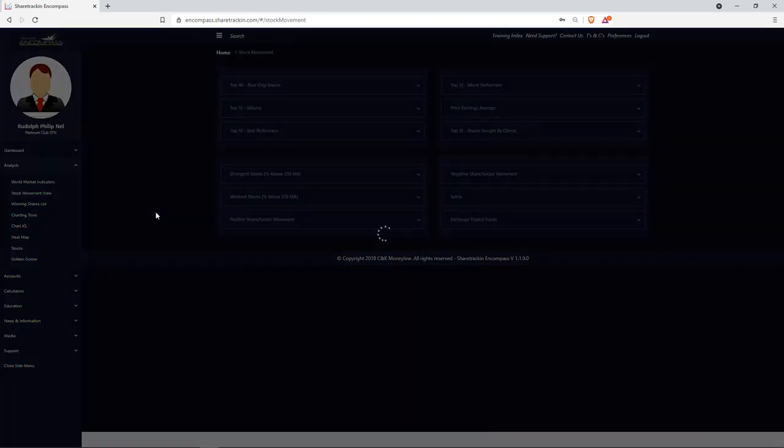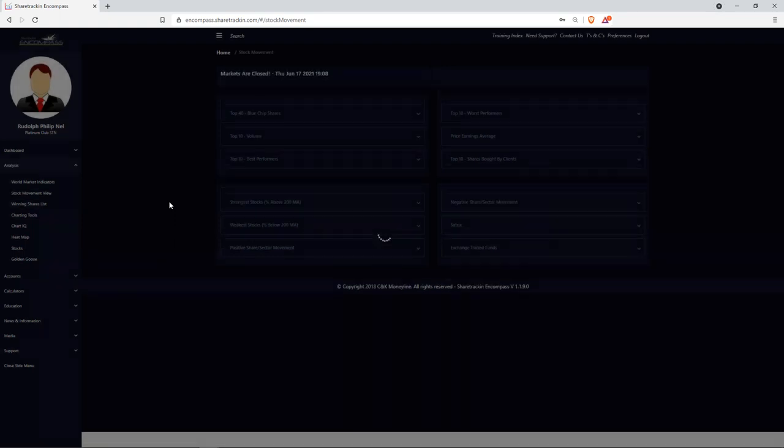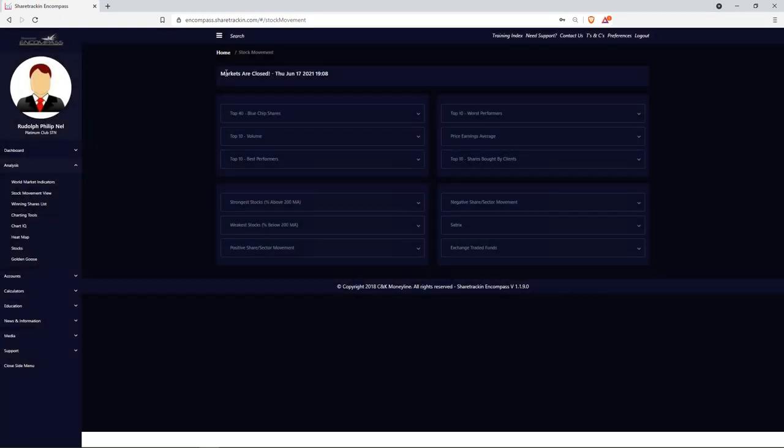Underneath that, you get your stock movement view. The stock movement view gives you more or less an idea of what the markets have done for today and also for the past month. Right at the top, usually you'll find a market sentiment showing you the bullish or bearish trend. The markets are currently closed, so there's no market sentiment. The market sentiment shows a green and a red bar pushing against each other. If the green bar is bigger than the red bar, the markets are more positive. If the red bar is bigger, then the markets are more negative.